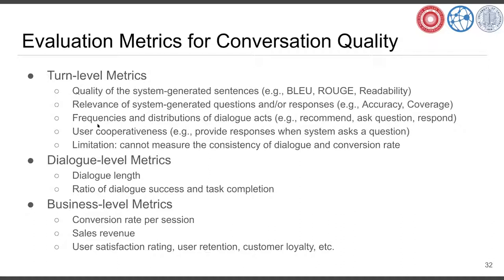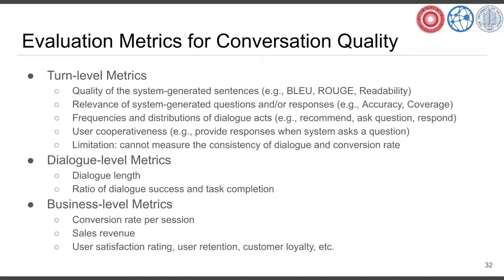We may also consider the frequency of dialogue acts. That is, if the system is always making recommendations or always asking questions without doing other things, this is definitely not a good conversation. A good conversation may include a balanced frequency of making recommendations, asking questions, and other dialogue acts. We can also evaluate the conversation by looking at user cooperativeness, that is, whether the user keeps providing responses when the system asks a question. Sometimes the user may leave and terminate the conversation. This is definitely a bad conversation.